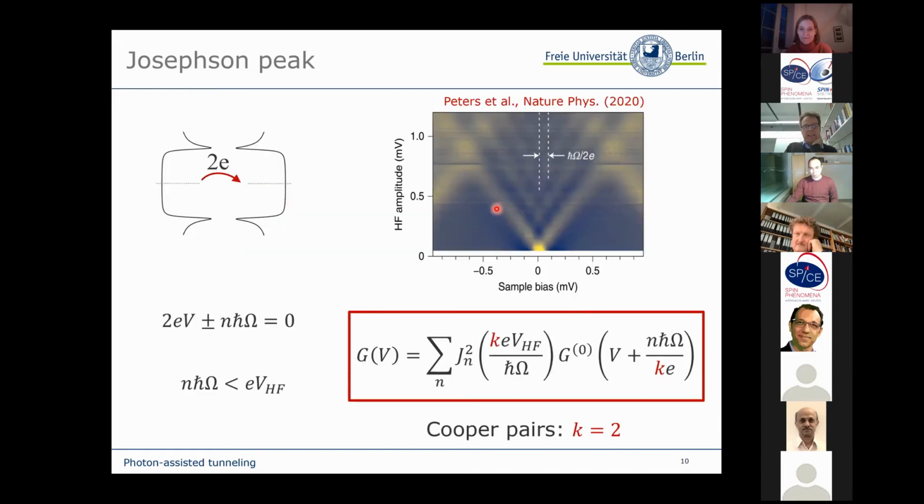And this directly reflects the fact that now at the Josephson peak, it's electron pairs that are being transferred across the junction. So these electron pairs gain an energy twice EV from the bias voltage. They can again absorb or emit any number of photons. And then you see that the spacings will be given by h bar omega over 2.